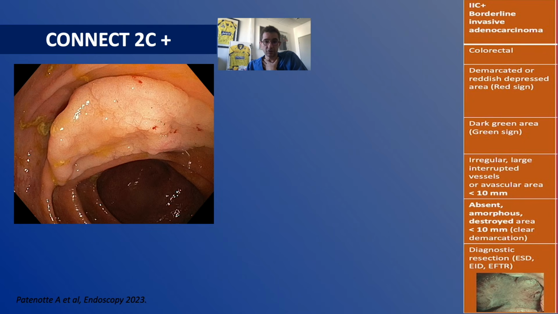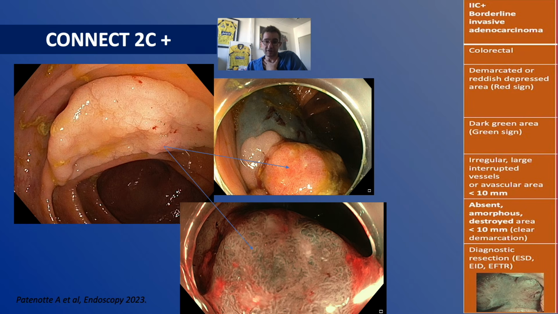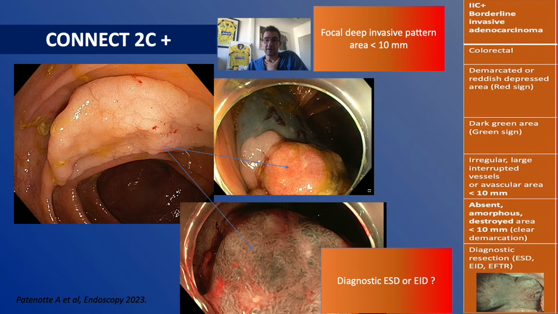And finally, you have the 2C plus lesion with a small area of invasive pattern, Kudo 5N or Sano 3B, but less than 10 millimeters in size. Diagnostic ESD is our strategy.